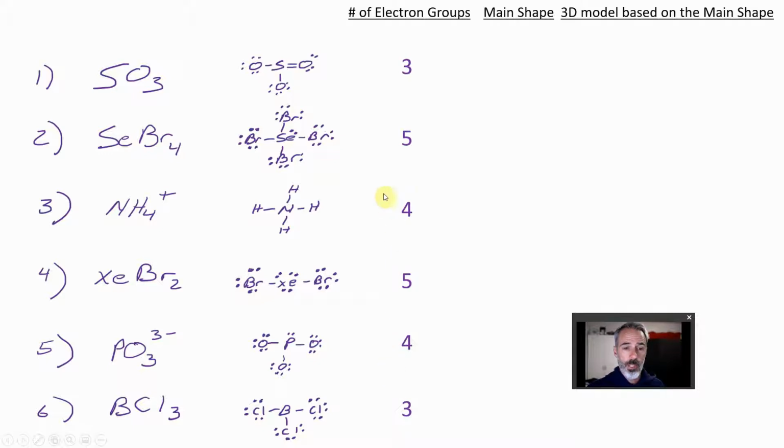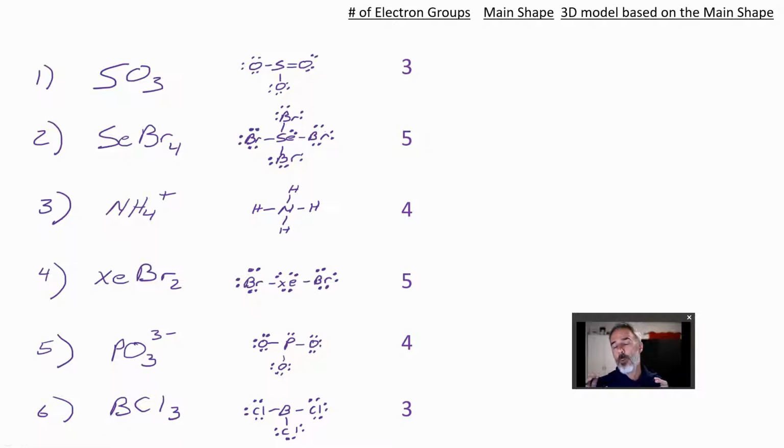But it also means that number 3 and number 5 should have very similar shapes. You might be able to see it, but maybe not. In any case, we're going to see in just a second. And number 2 and number 4 here should also have very similar shapes. There's only 5 types of shapes, and it has to do with how many electron domains there are.